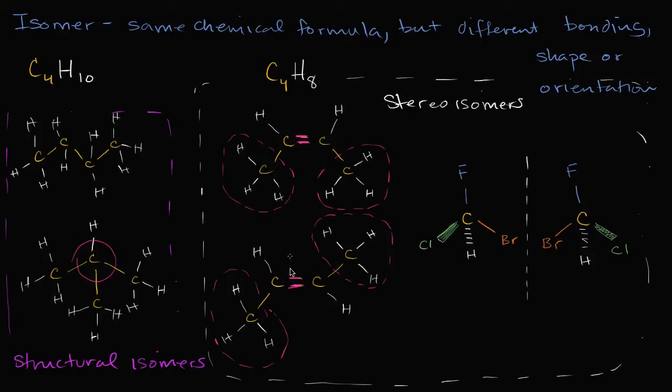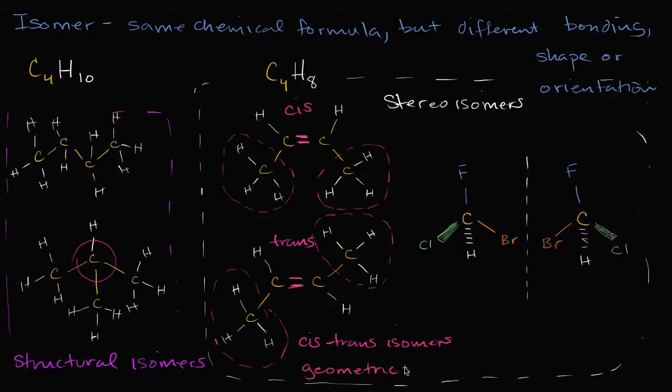Stereoisomers. And this particular variation of stereoisomer is called a cis-trans isomer. Cis is when you have the 2 groups on the same side, and trans is when you have the 2 groups on the opposite sides of the double bond. Cis-trans isomers. And these are often called geometric isomers.